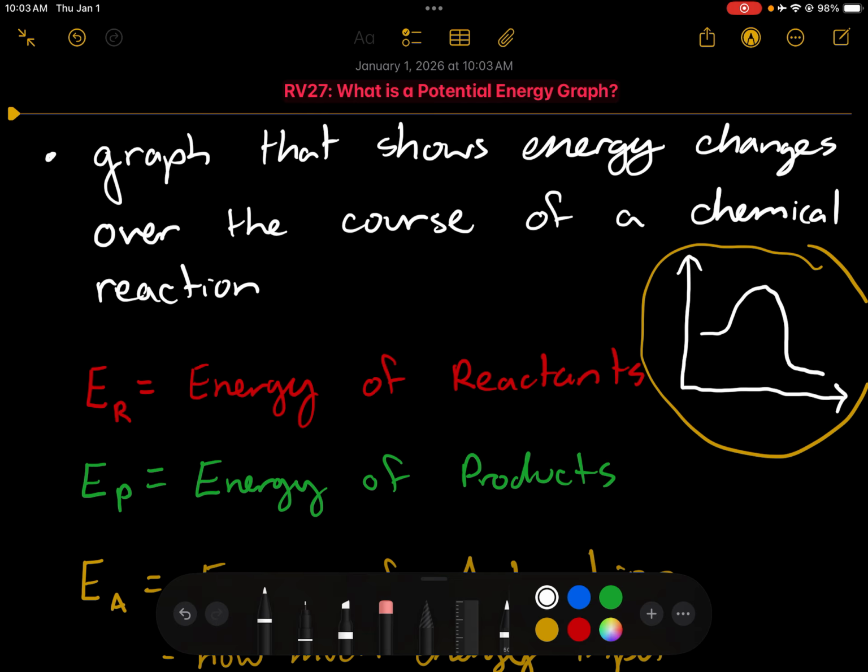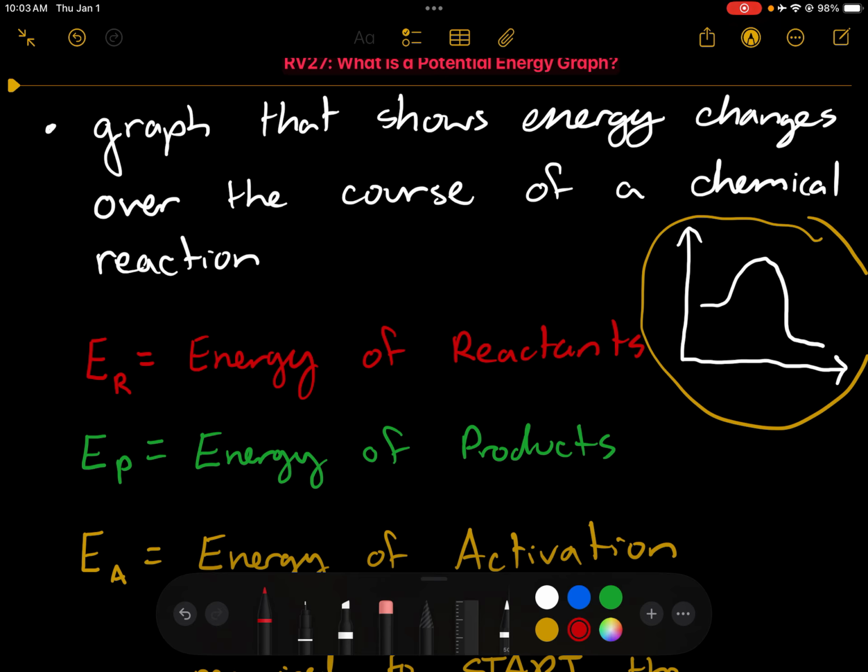So they'll show how much energy the reactants have to begin with. They'll show how much energy it takes to break the bonds during that reaction. They'll show how much energy is lost or gained over time, basically just any changes that occur over the course of that reaction. And there's a few different pieces of a potential energy graph that you need to be aware of. The first is the energy of reactants, or E sub R. And the second is the energy of products, or E sub P.